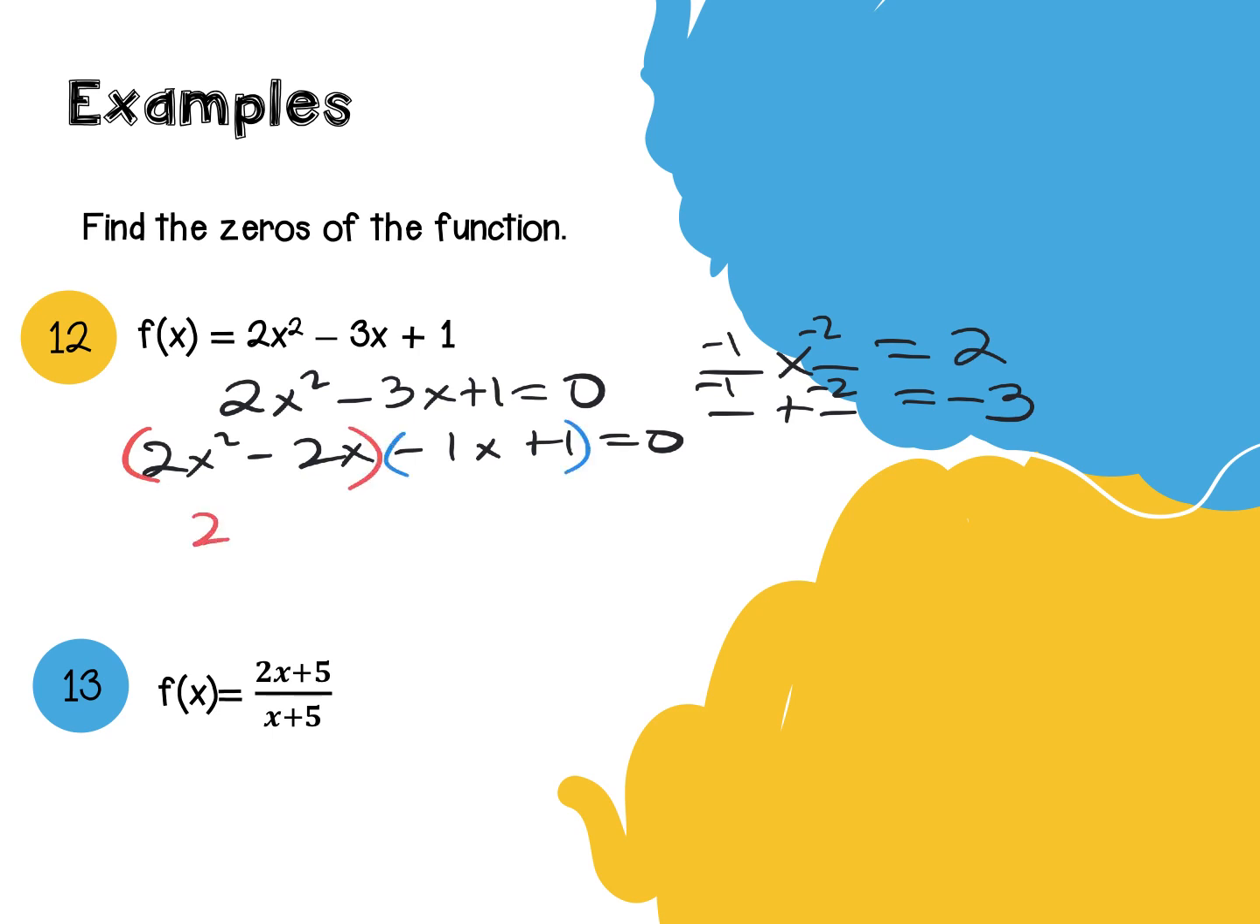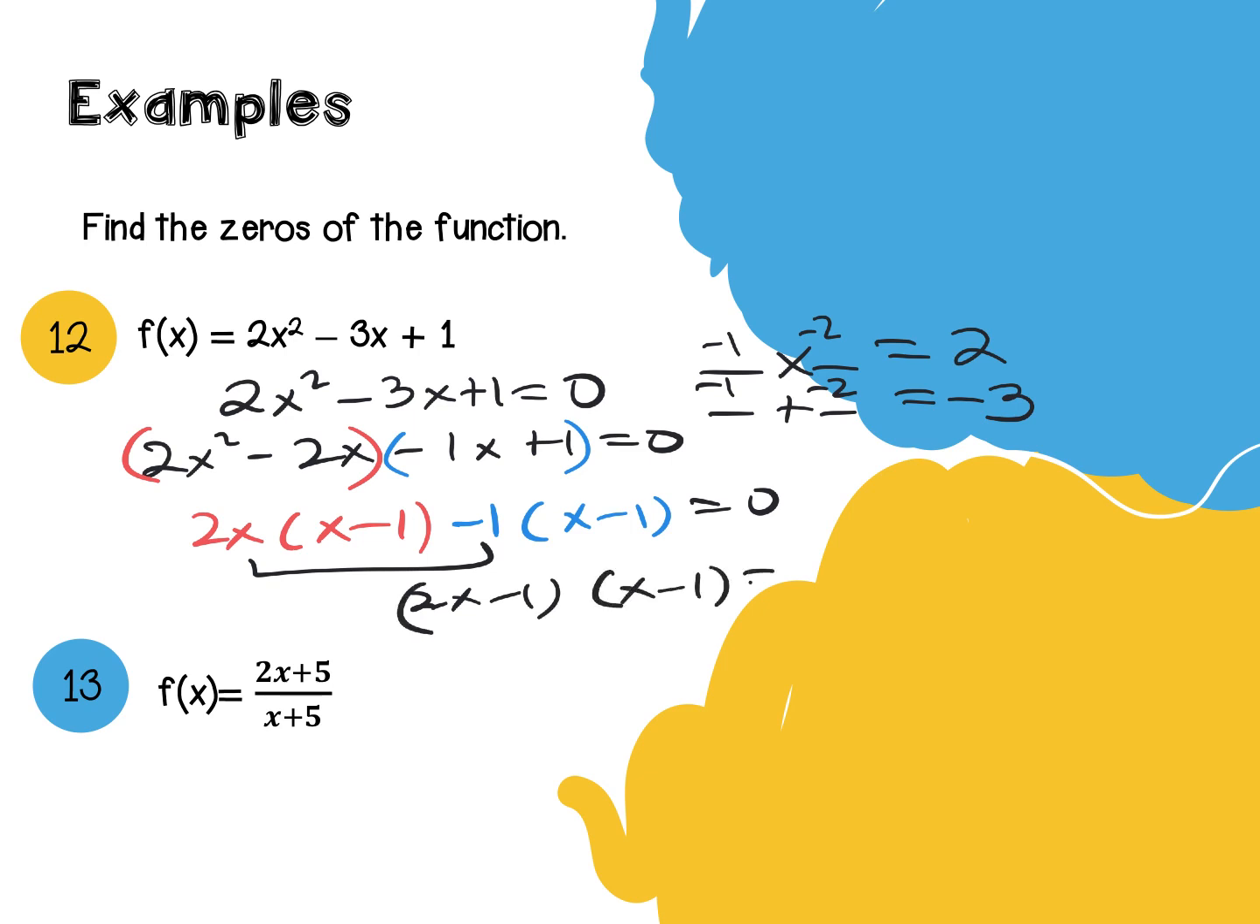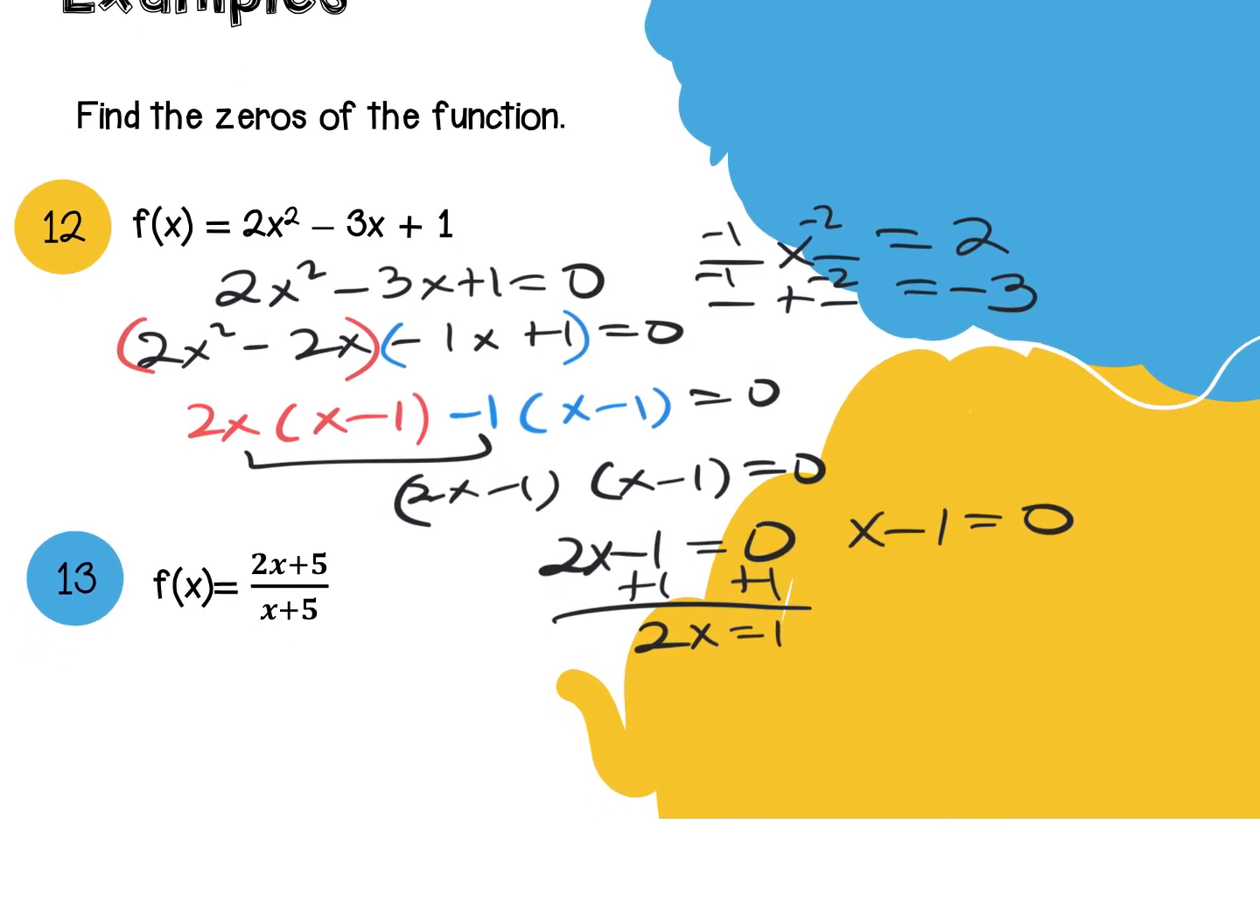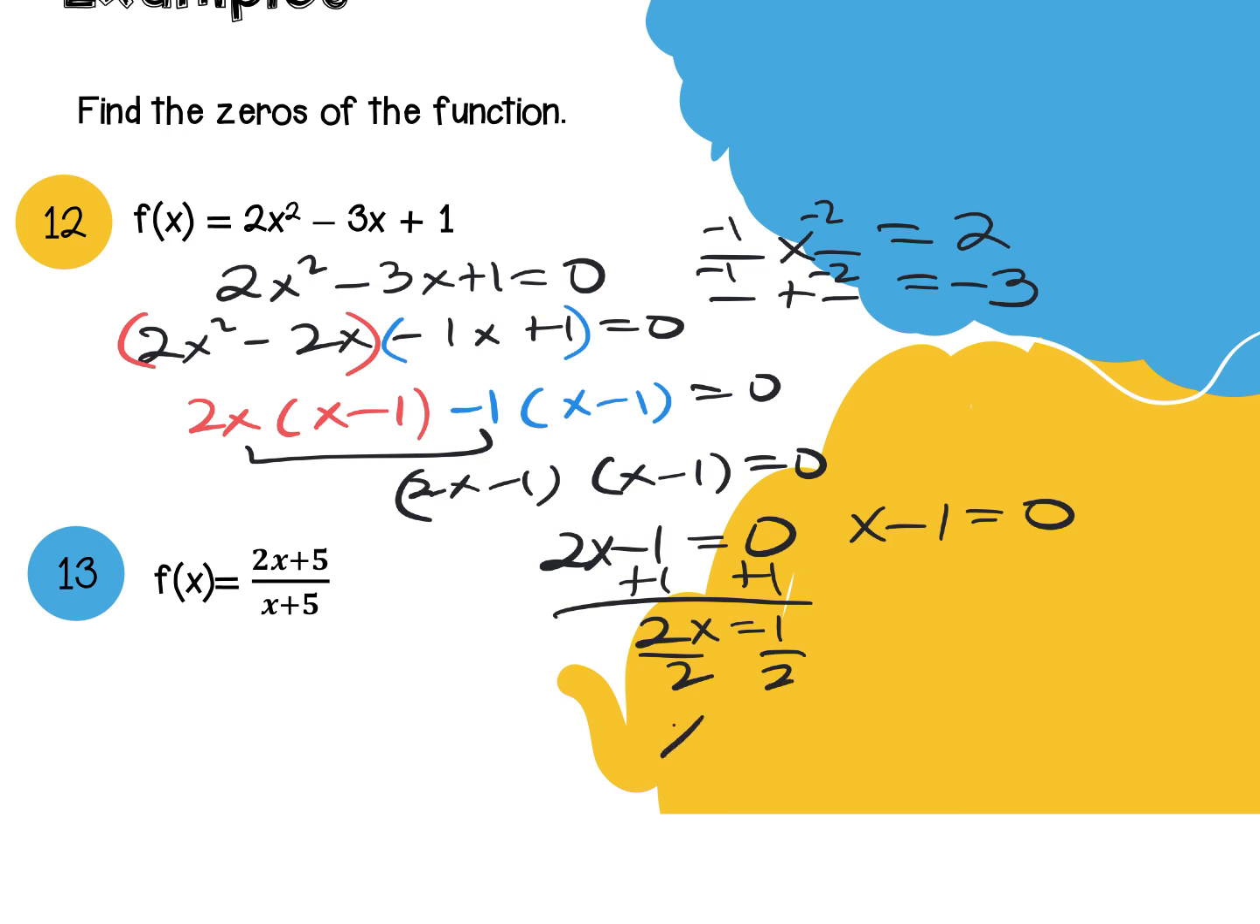GCF of red is 2x. x minus 1 remains. GCF of blue will be -1. And again, set these 2 GCFs back together in a binomial, and then the one that's in common. Now set each of the binomials equal to 0. So 2x minus 1 equals 0, and x minus 1 equals 0. Add 1. 2x equals 1. Divide by 2, and x equals 1/2. Add 1, x equals 1.